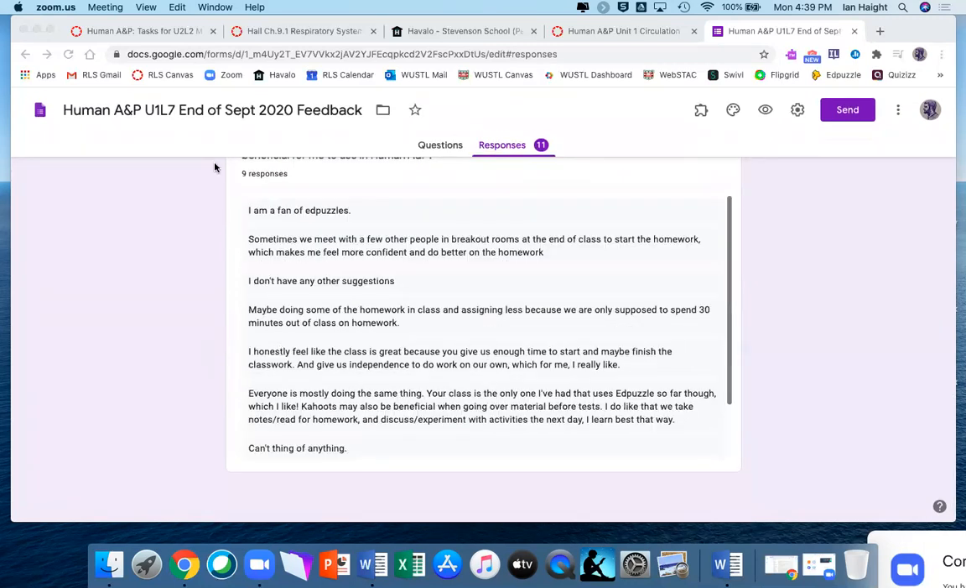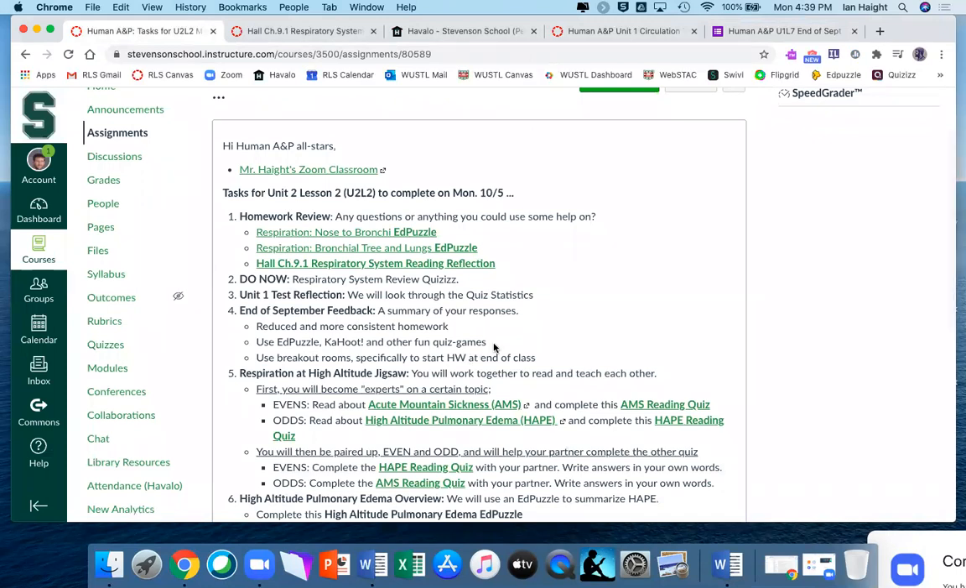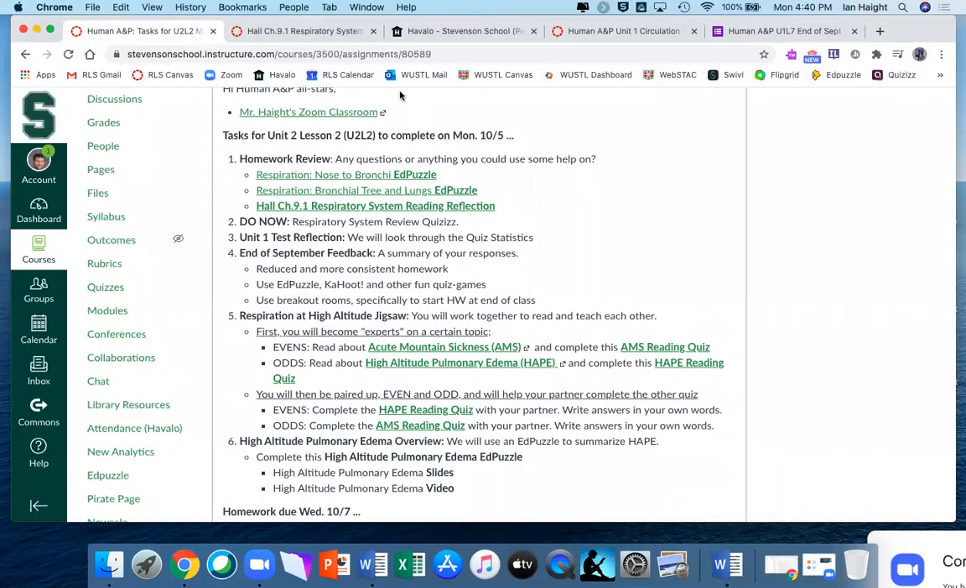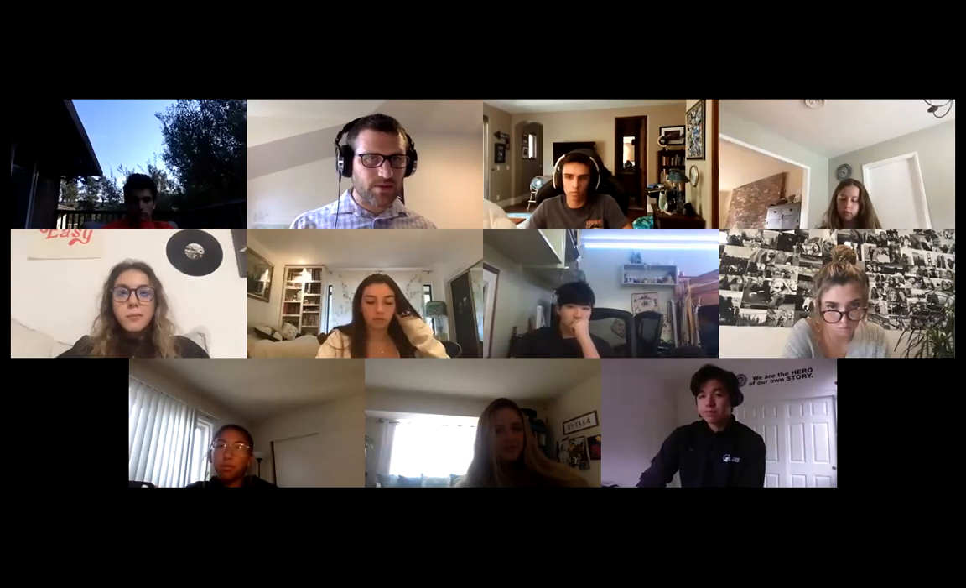I summarized these on the task to complete list, but it seemed like the main thing was just reduced and more consistent homework, using Edpuzzle, Kahoot, fun quiz games, kind of like what we just did, and using breakout rooms where possible, which we will use today. Questions or comments on that?